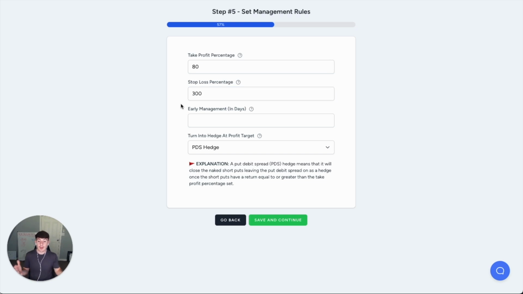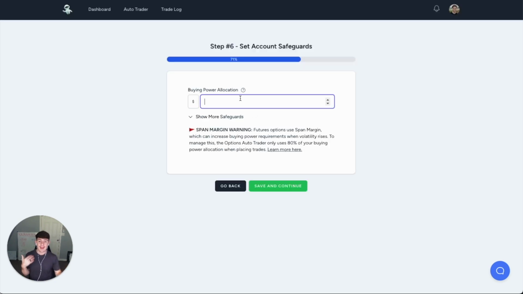And then guess what? If we want to turn this trade into a ratio hedge when it hits 80% profit, we just simply say, hey, turn this into a ratio hedge. And that's how easy it is, guys. When this trade hits an 80% profit, it will turn it into a ratio hedge for you so that you have that downside protection with the profit and don't have to do a thing. And so again, that's how amazing this is.